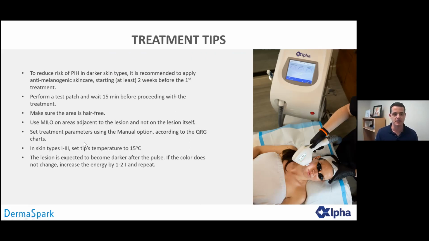And we set the parameters for the treatment by using the manual option on the screen. You click on the manual option and you set up the parameters according to the charts that we just saw, according to the Milo reading, and you're good to go. In skin types 1, 2, and 3, set the tip temperatures to 15 degrees.